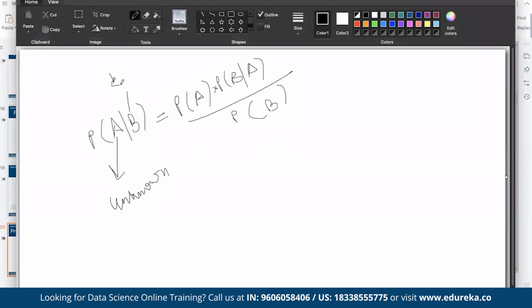B is known as known. What is the probability of event A given that B happens? So how do we read it? What is the probability of event A given that B happened in the past.